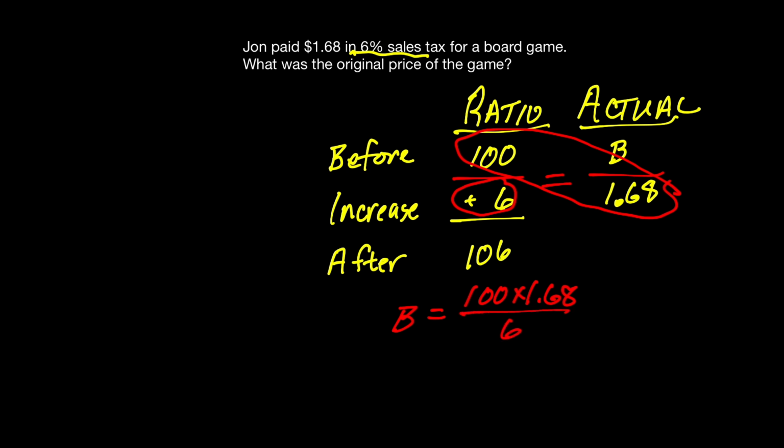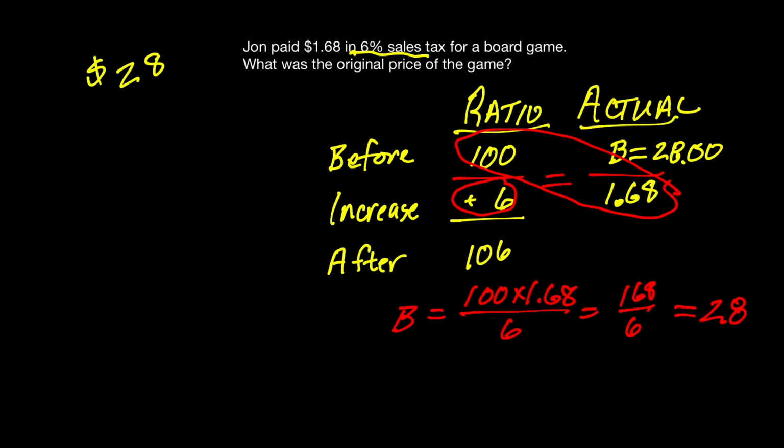If you get your handy dandy calculator out, you'd have 1.68 times 100, which is 168, divided by 6. I'm looking for my calculator, and there it is: 168 divided by 6 is 28. So notice the before up here is $28, and this is what the question was asking for. So the correct answer is that it was $28.